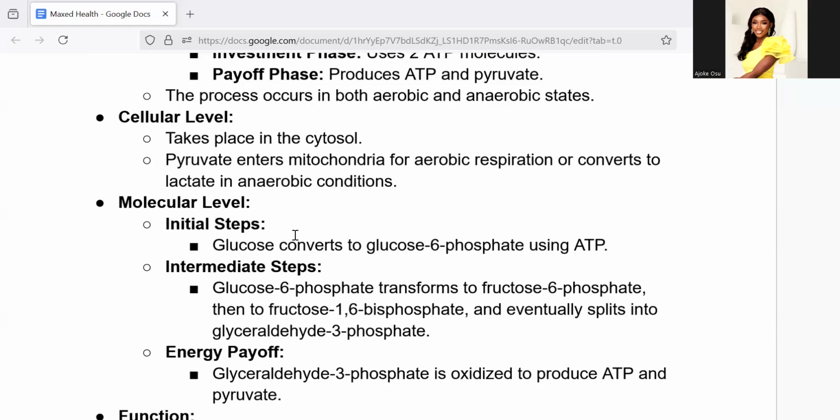So the glucose 6-phosphate is then converted to fructose 6-phosphate, which is an isomer, by phosphoglucoisomerase. And phosphofructokinase then produces fructose 1,6-bisphosphate using another ATP molecule.